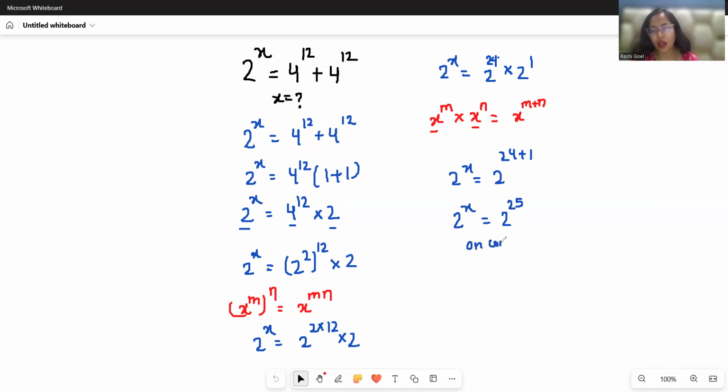Now on comparing, the value of x is... comment down below if you already cracked it.